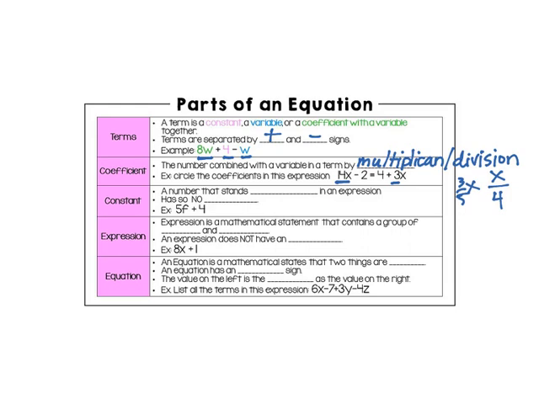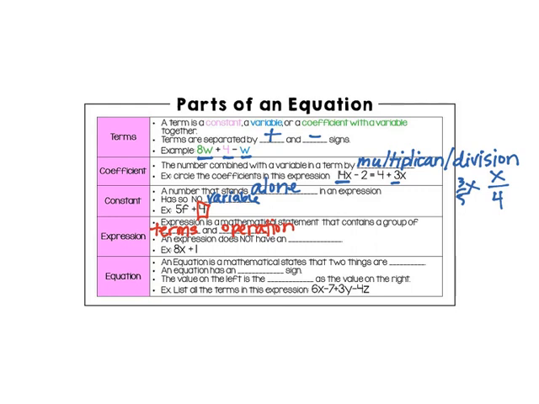Constant. A constant is a number that stands alone in an expression, and it has no variable. Okay, so the example 5f plus 4, the constant here would be 4 because it's a number that's standing alone. It doesn't have a variable, or anything attached to it. It's just by itself. An expression, again, is a mathematical statement that contains a group of numbers or a group of terms, okay, and operations.